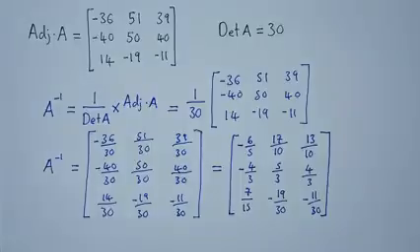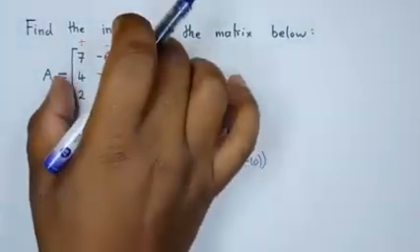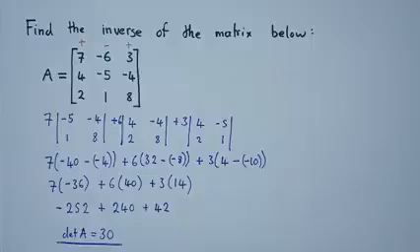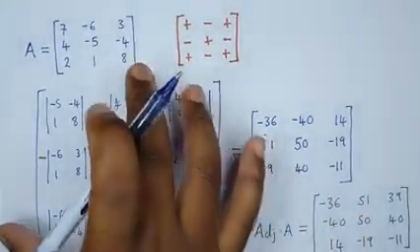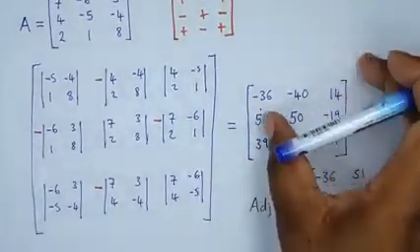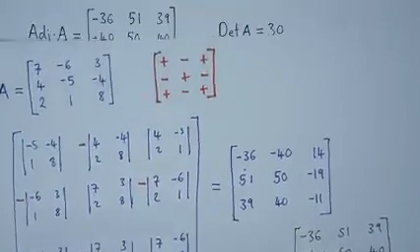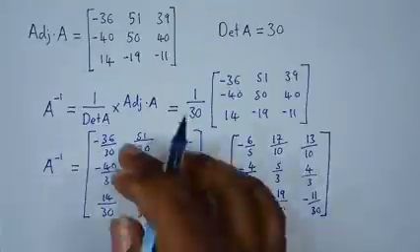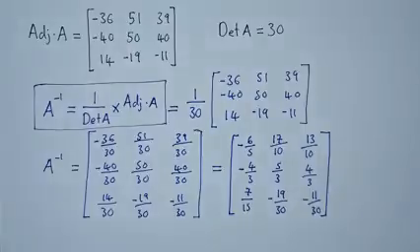Remember, let's quickly go through the steps. The first step is to find the determinant of our matrix A. The second step after finding your determinant is to find the cofactors. After your cofactors, whatever you have here, you transpose. If you transpose this, what you get is your adjoint. Then once you have your adjoint and your determinant, you just apply this particular formula that we have here, and that gives you the inverse of this matrix.